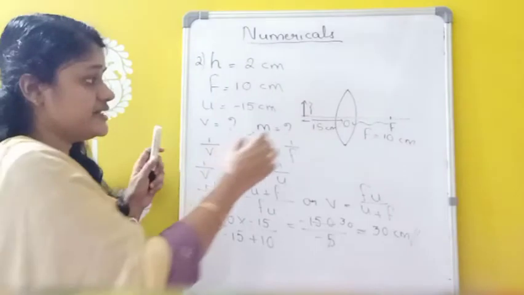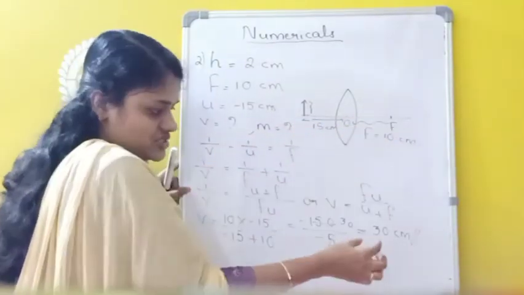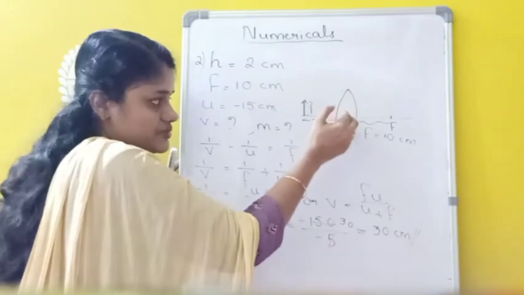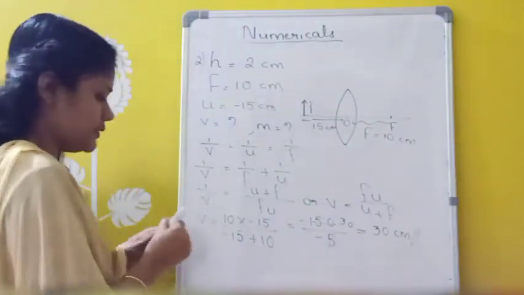That means we are getting the image on the left or right hand side? We are getting the image on the right hand side, because we are getting plus. Plus means we will get the image on which side only? Right hand side. So this image is formed.